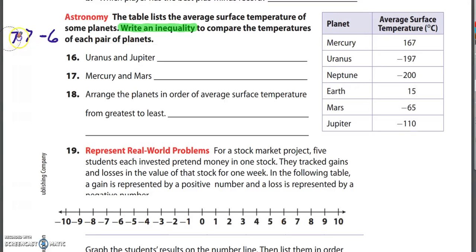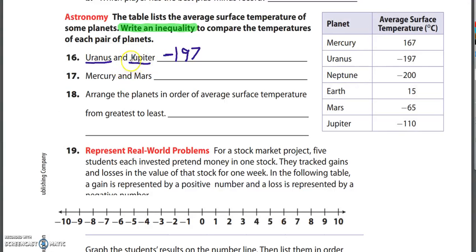So what does that mean for 16, 17? Well, for 16, you've got two planets there, Uranus, which is -197, and I'm choosing to put that number on the left because that was the planet that they gave me first.